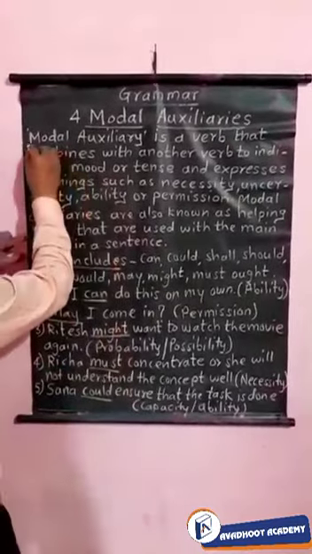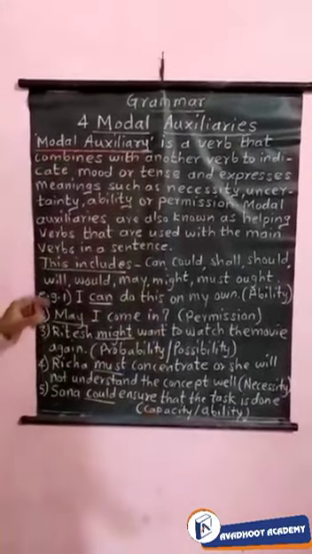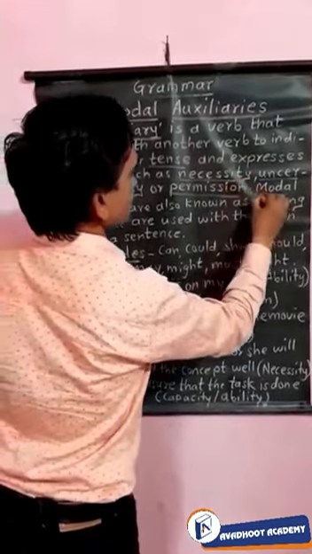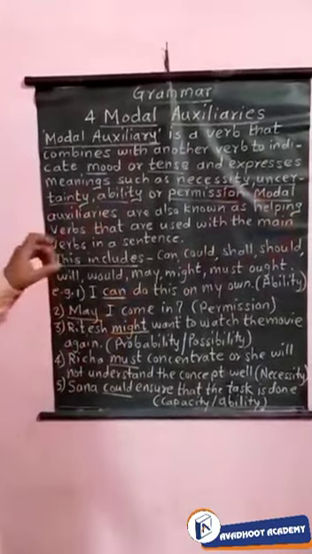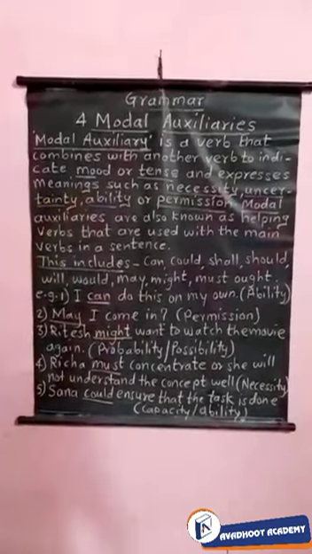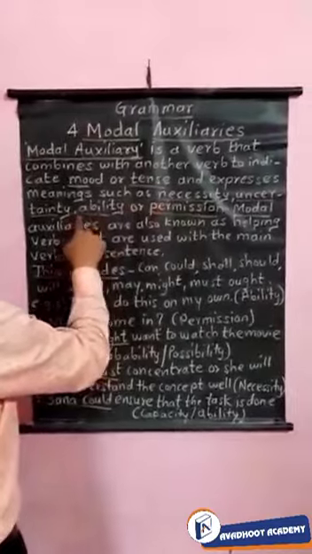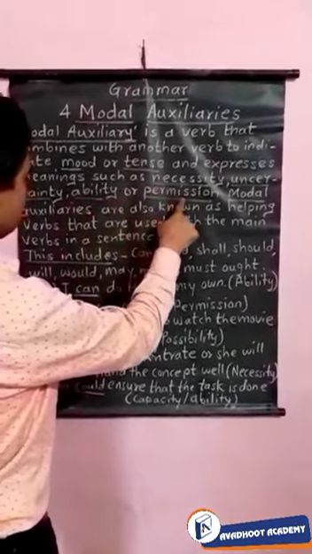So, modal auxiliaries. What is meant by modal auxiliary? A modal auxiliary is a verb that combines with another verb to indicate mood or tense and expresses meanings such as necessity, uncertainty, ability, permission. So these are the things we can express through the modal auxiliaries: necessity, uncertainty, ability, permission, etc.